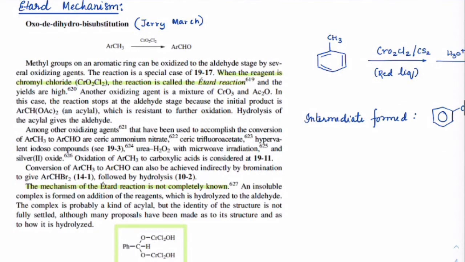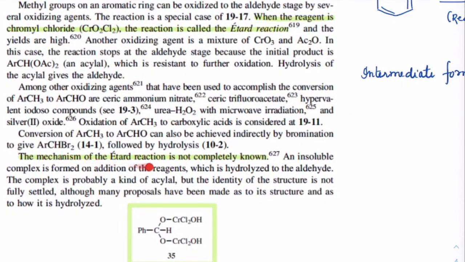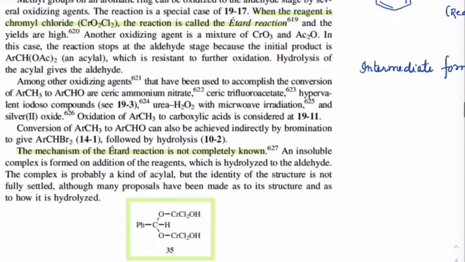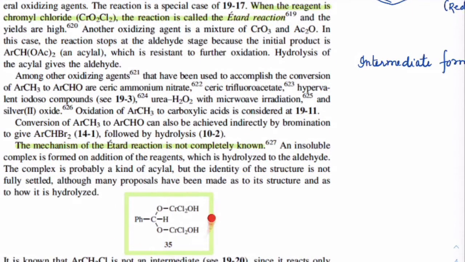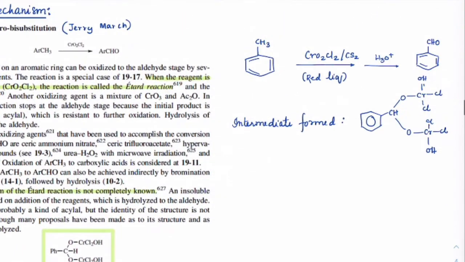First thing, you can see I took the reference from Jerry March. That's a very important thing you need to know. When you use chromyl chloride, only then will you call it the Etard reaction. Got it? And the next important thing: the mechanism of the Etard reaction is not completely known. So we do not know exactly whether it is free radical or carbocation formation, but somehow we get this complex. If you keep it for a long time, you will see the complex form. So how is the complex forming? Check this out here.